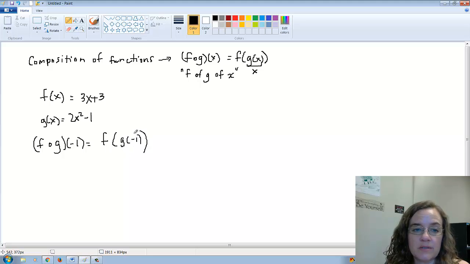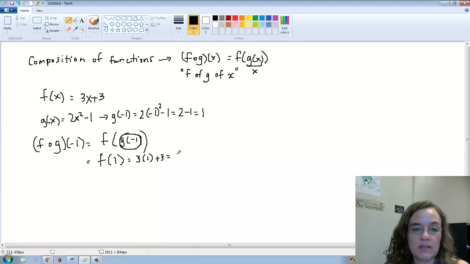So the first thing I need to do is I need to find out what g of -1 is. So if I come up here and I find g of -1, that's 2 times -1 squared minus 1. That's 2 minus 1. So this is 1. So now I'm looking at f of 1. So I plug in 1 here into my function, 3 times 1 plus 3, and that's actually going to be 6. So for f of g of -1, the answer is just a 6.